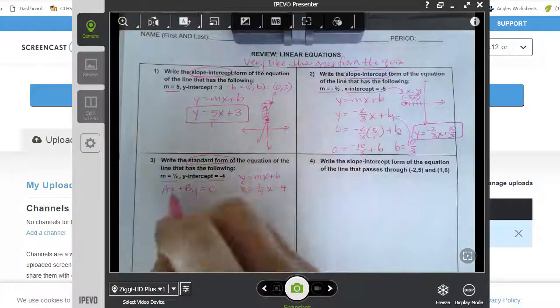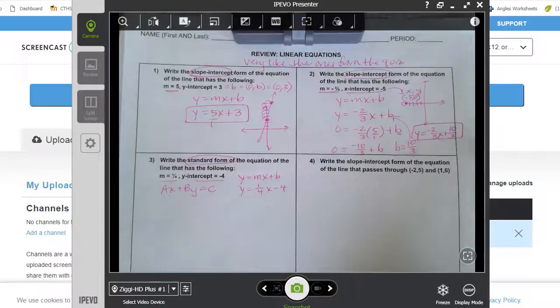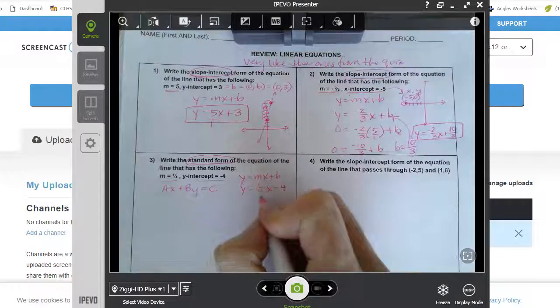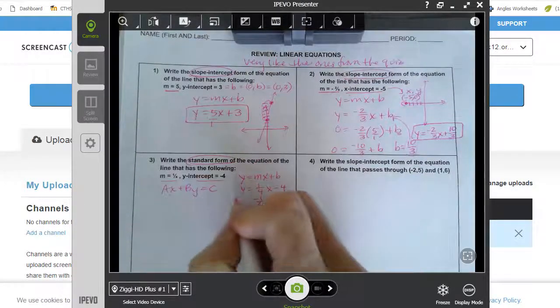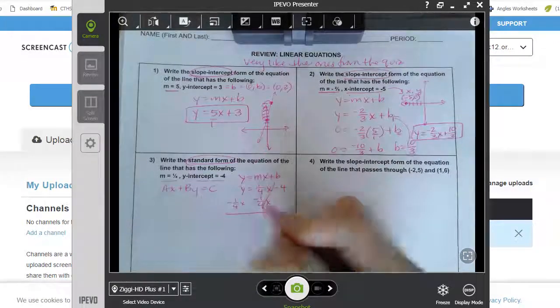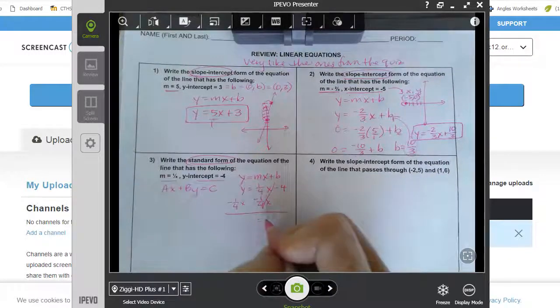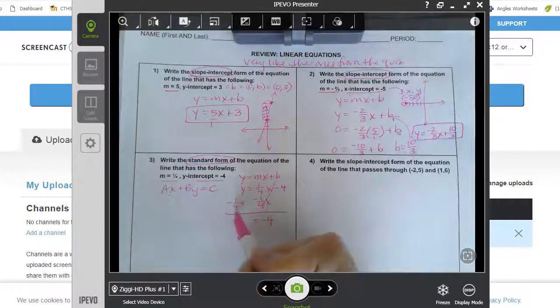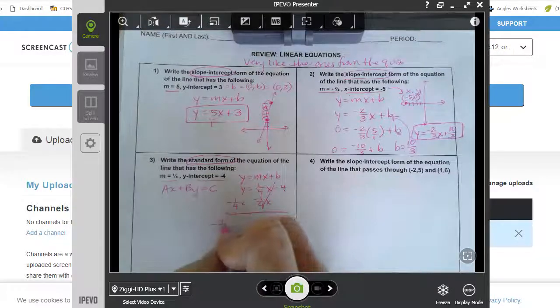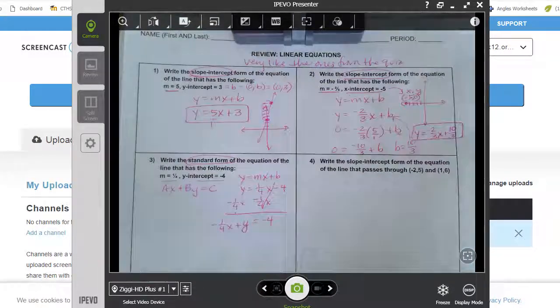So standard form, I know I have my x and y term on the left. Slope-intercept has the x term on the right. How do I get rid of it? Subtract. 1/4 x minus 1/4 x, it's gone. I'm left with -4 on the right. -1/4 x and a y, those are not like terms. So I end up with this.